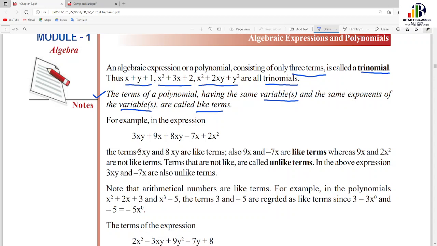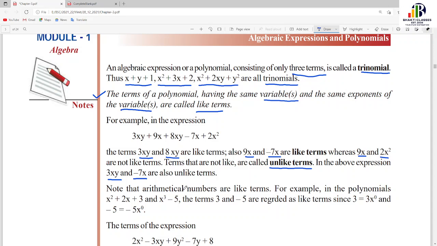For example, in the expression 3xy plus 9x plus 8xy minus 7x plus 2x square, 3xy and 8xy are like terms. 9x and minus 7x are also like terms, whereas 9x and 2x square are not like terms. Terms that are not like are called unlike terms. In the above expression, 3xy and minus 7x are also unlike terms.